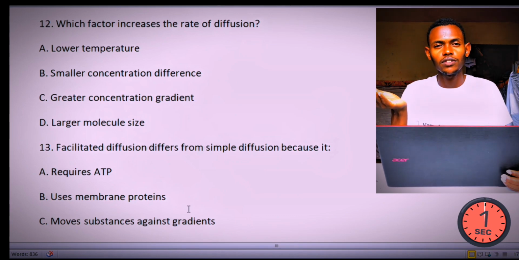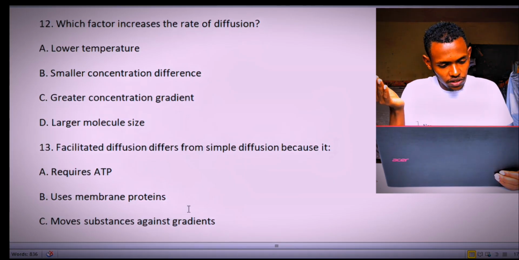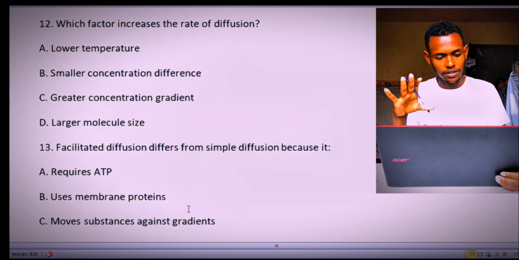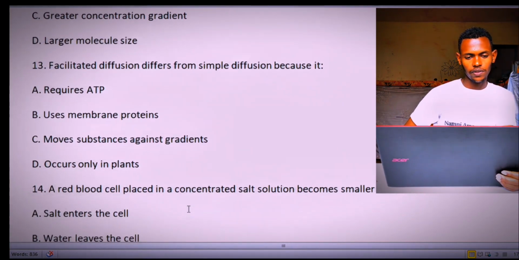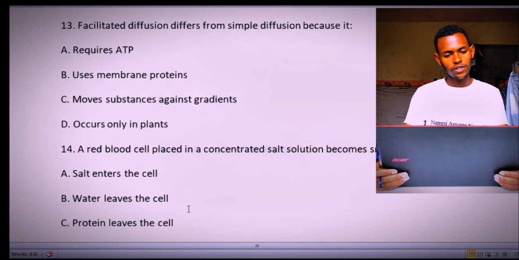So what is the answer? The answer is C. Greater concentration gradient. Okay, let's go on to the 13th question.